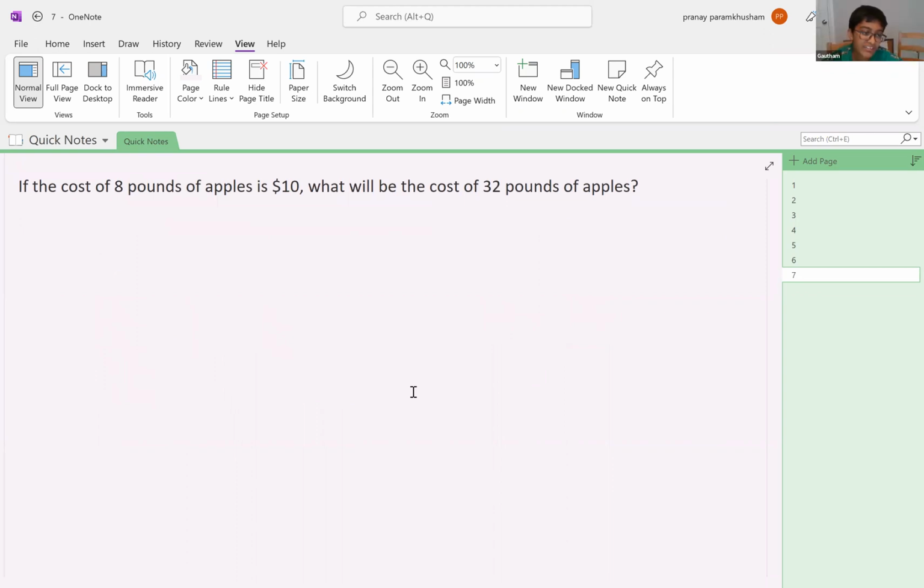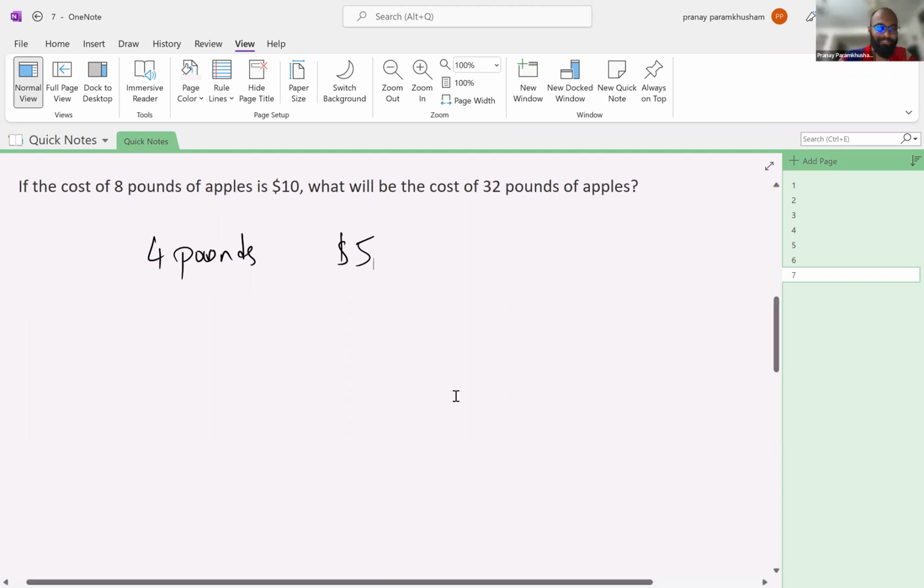All right, if the cost of 18 apples is $10, then what will be the cost of 32 pounds of apples? All right, so that simplified is 4 to 5. So then the ratio is 32 to 40. For every 4 pounds, you need 5. Oh, it's 32 pounds of apples is $40. Oh, you're saying me the answer. Okay. Yeah, that's right.